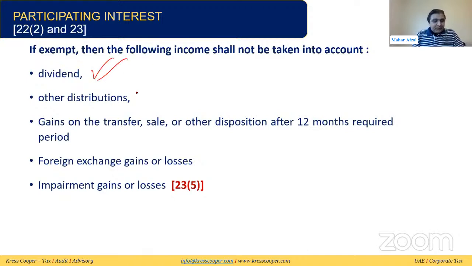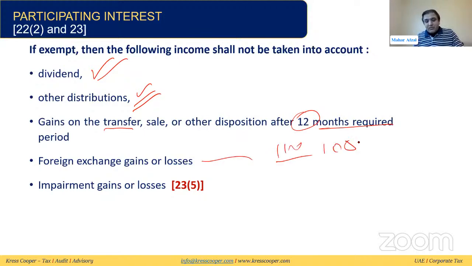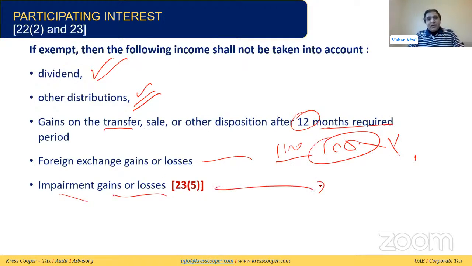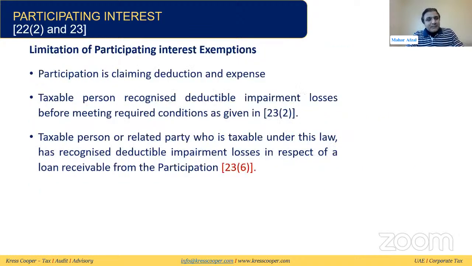Dividend is very straightforward. Other distribution is fine. Gain on transfer, this is for sure. This transfer will happen after an uninterrupted period of 12 months, and then there can be a gain, there can be a loss on the transfer, but gains will not be considered income. Foreign exchange gains and losses on participation interest: the initial value was 100, now it has gone to 105. This 5 will not be subject to tax. Impairment will not be subject to tax as well.